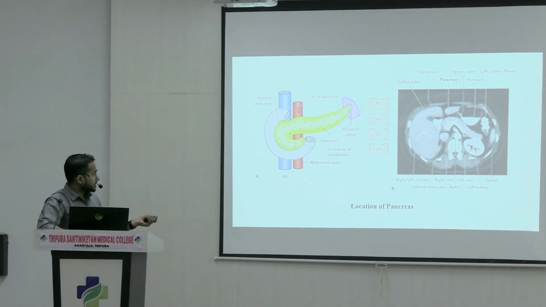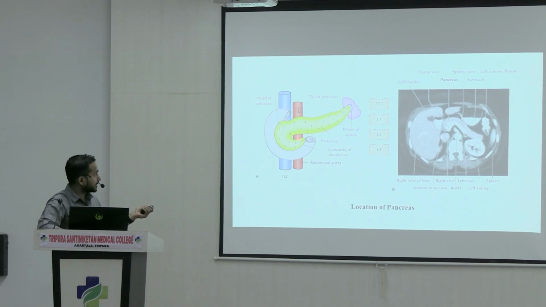Okay, so here you can see the location of the pancreas. From the concavity of the second part of the duodenum up to the hilum of the spleen, the vertebral level is T12 to L3. Now here I have added one CT scan image.